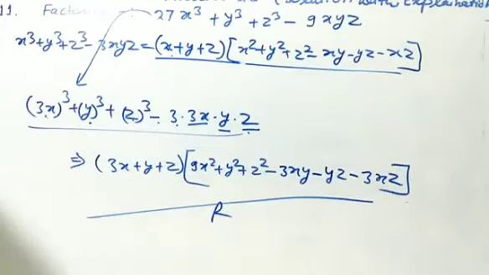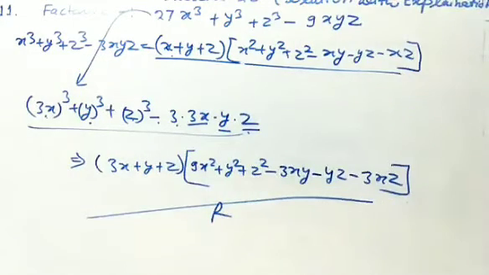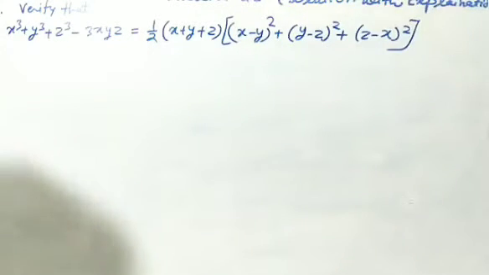So in this chapter, the most important thing is identities. If you are familiar with identities, you will get your answer quickly. Okay, come to the next question. Next question 12. Verify that x cube plus y cube plus z cube minus 3xyz equal to 1 upon 2, x plus y plus z, bracket x minus y whole square plus y minus z whole square plus z minus x whole square. So we have to verify.